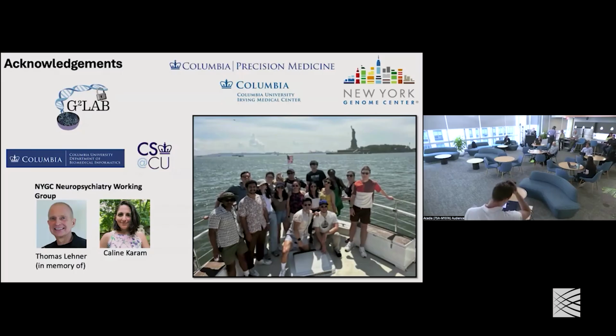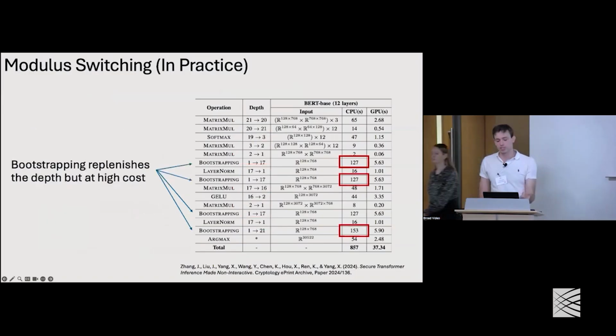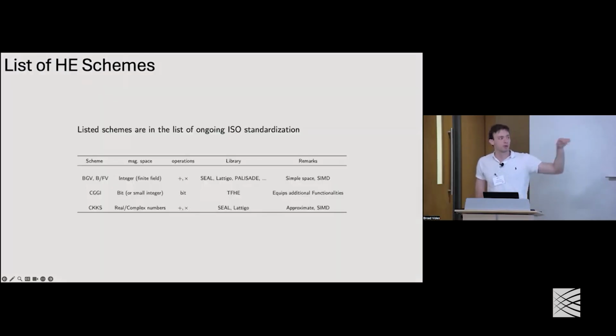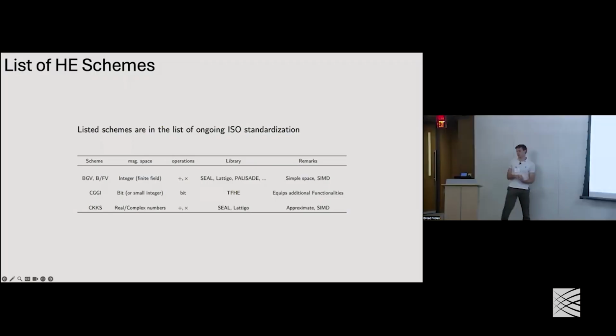I missed the beginning of your talk, but can you use this for real valued expression? Like gene expression or protein expression instead of just mutations? Yes. So I talked about an example of secure transformer inference, which uses a protocol called CKKS, which works on floating point values and non-integer values, yes.